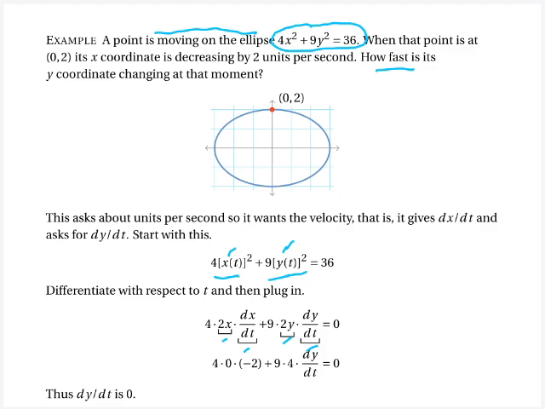And now to solve, you just plug in. Let's see. At the point of interest, x is 0, so that explains why this is 0 right here. At the point of interest, the x coordinate is decreasing by 2 units per second, so that explains why that's a minus 2.